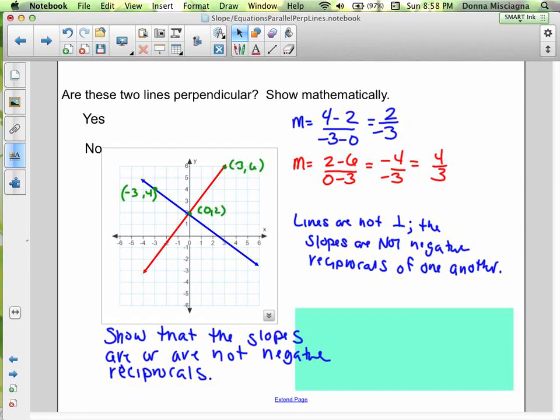If you were to look at it, you might say, hey, that looks kind of perpendicular. It really does, but it's not, because our slopes are not negative reciprocals. So eyes are deceiving. Make sure you prove that they are or they are not. Let's circle our answer. So our answer was a big old fat no, not perpendicular. Let's do another problem together.